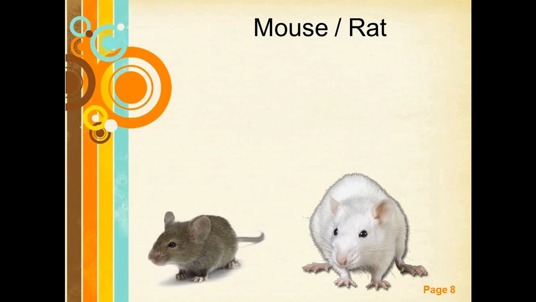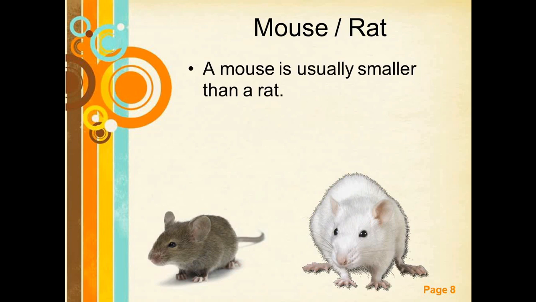Now we can see two animals that are quite similar, and I know in some languages they don't really differentiate. In Chinese they call these the same thing. But in English we have two different names because they are in fact two different animals. They look different and have different characteristics. On the left, we can see a mouse. On the right, we can see a rat. There's a brown mouse and a white rat. A mouse is usually smaller than a rat.